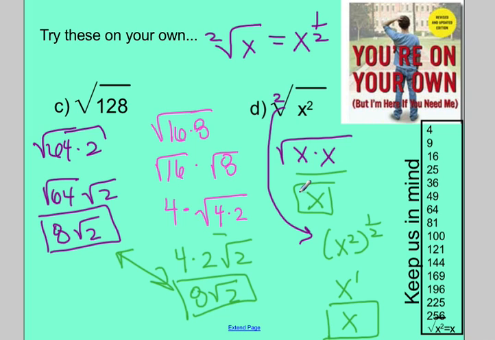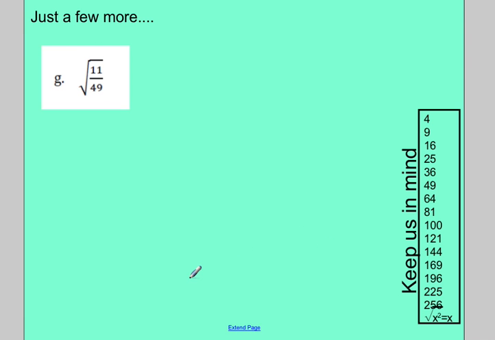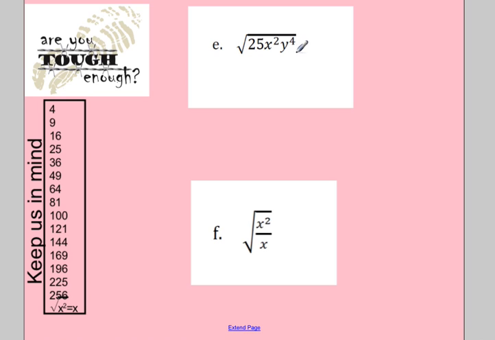Okay. So the next one is a good example of that. We have the square root of 25 x squared y to the 4th. So let's just break it apart into each thing. So I have square root of 25 times square root of x to the 2nd times square root of y to the 4th. Okay? Well, the square root of 25 is 5. We just did the square root of x squared. The other way to think about it, though, is if I have a 2 here, it's really to the 1/2 power. So 2 divided by 2 gives you 1. So I have x to the 1st.